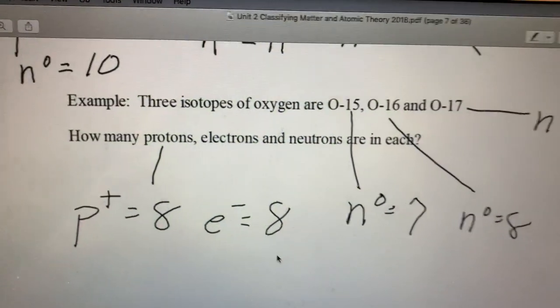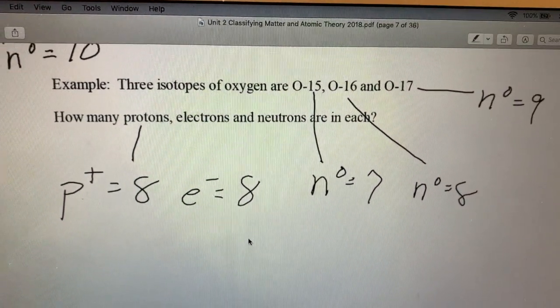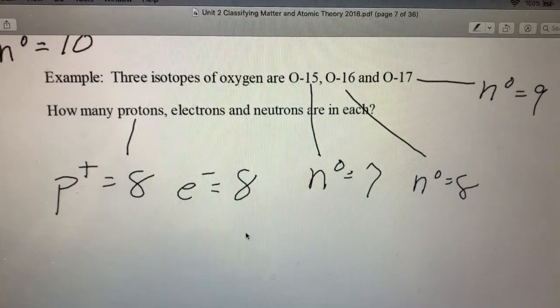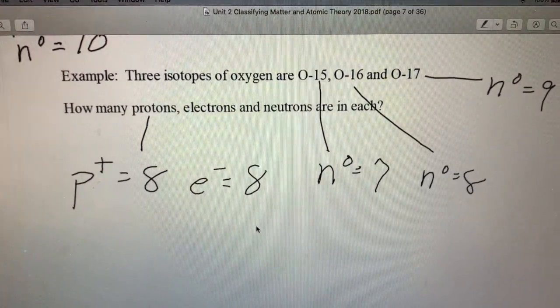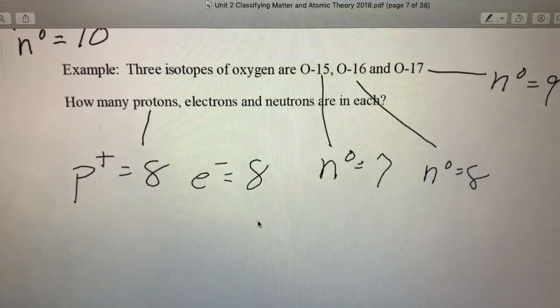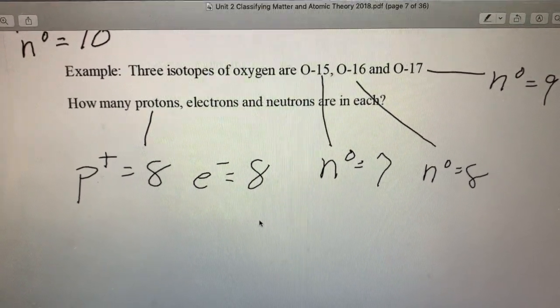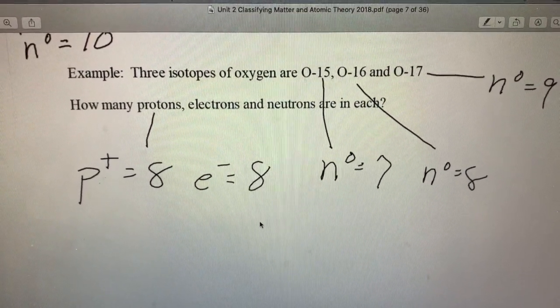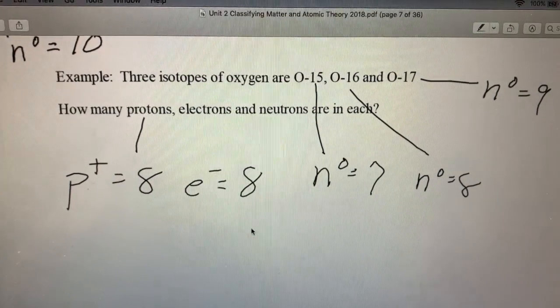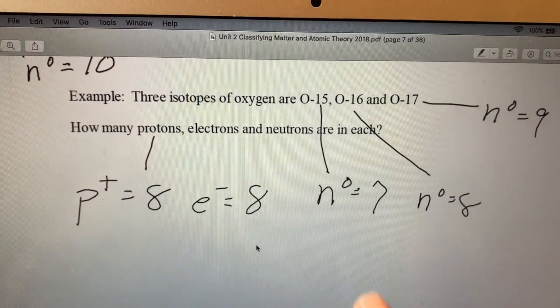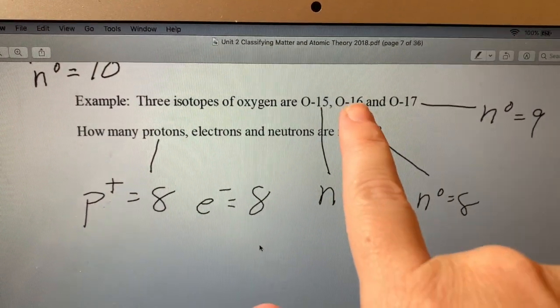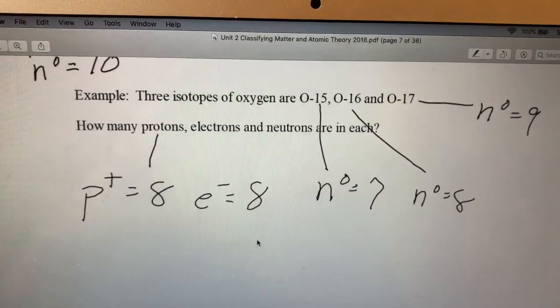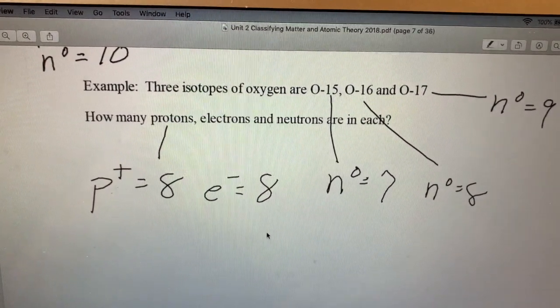All right, so let's take a look at the answer for our 3 isotopes of oxygen. We have oxygen 15, 16, and 17. Our protons for any oxygen, as we talked about, is going to be 8. Our electrons, because we are talking about atoms, are going to be the same. And then what changes is my number of neutrons. Oxygen 15 has 7, 16 has 8, and 17 has 9.